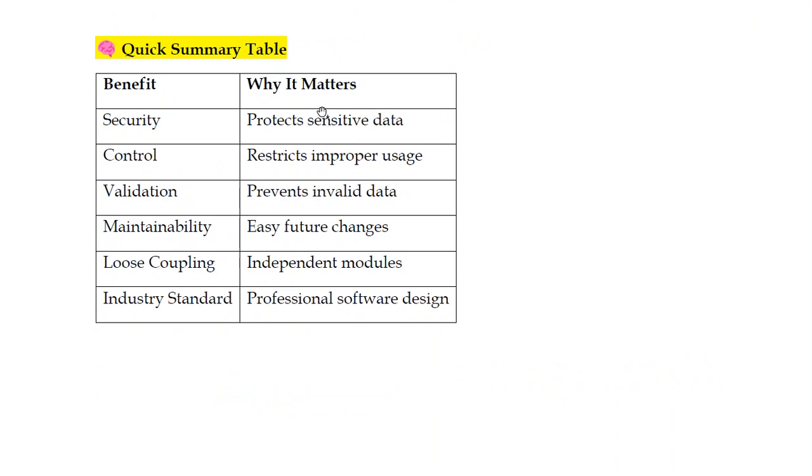So this is a quick summary. Security: you are protecting the sensitive data. Control: restrict improper usage. Validation: you are validating and then only allowing. Maintainability: easy feature changes. Any changes required, they will do parallelly. No issues, they just call only the function. Loose coupling: so independent models. One model is not dependent on another module. You're just directly calling the methods alone. Industry standard: as per the industry standard only, you have to design your software.